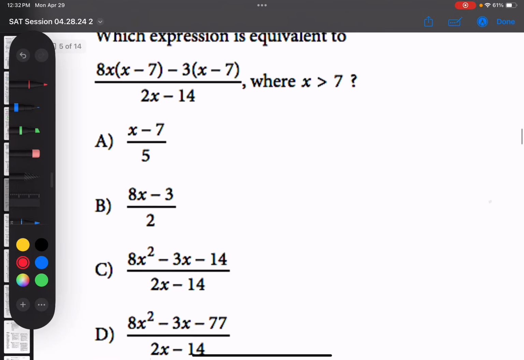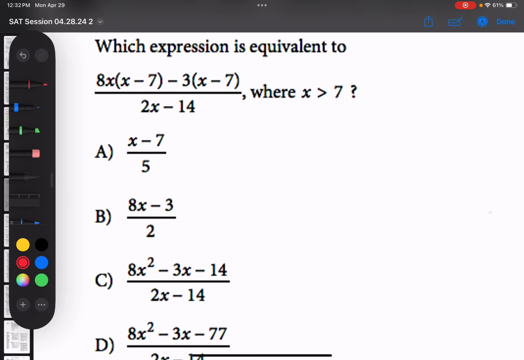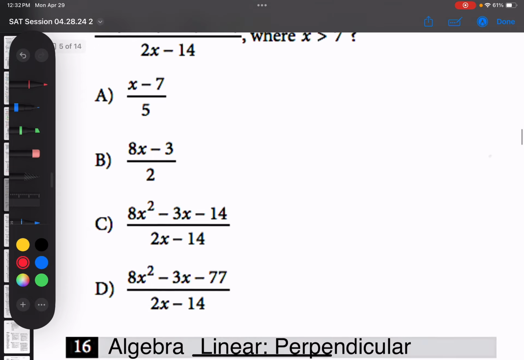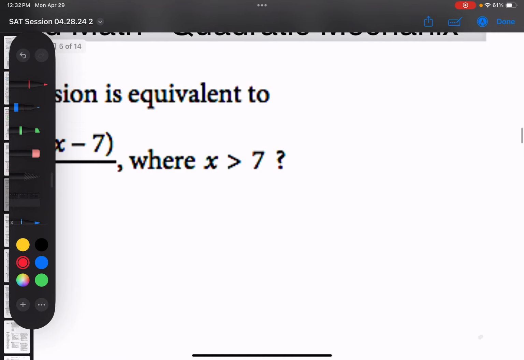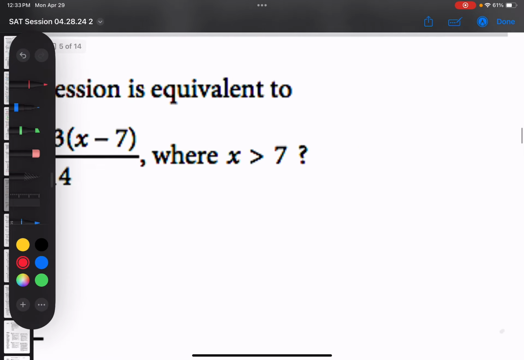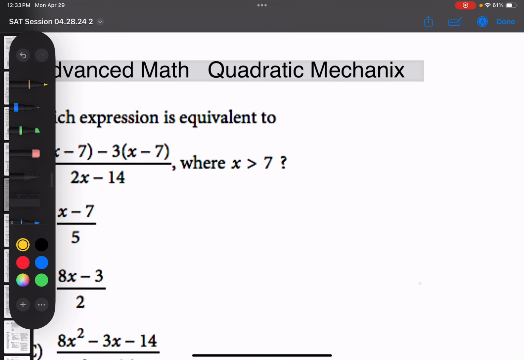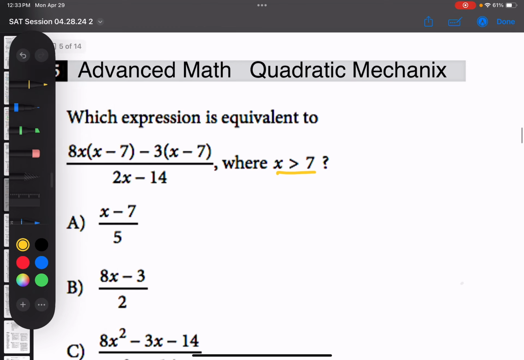Question number 15: which expression is equivalent to this? It looks ugly. We take a look at the answer choices. They look ugly too. And then they give you where x is greater than 7. Very interesting. Why are they going to tell us x is greater than 7?